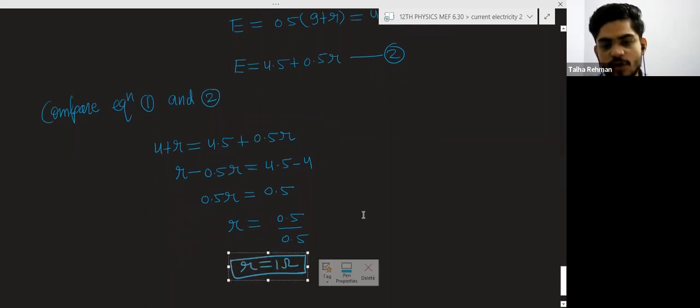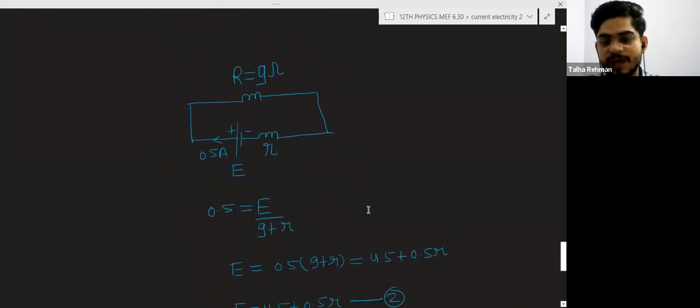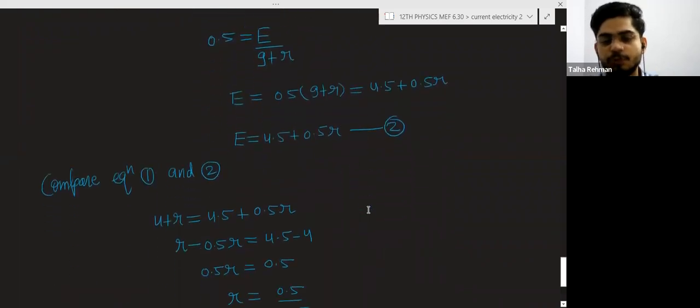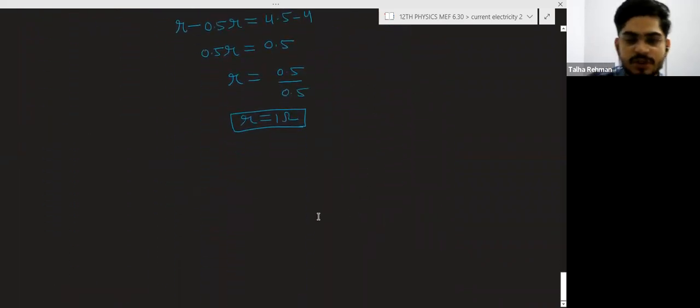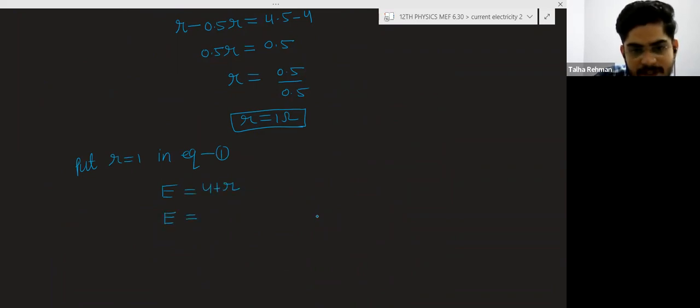Now for calculating the EMF you have to put this value of R either in equation 2 or in equation 1, depending on which equation you want to use. So I am putting this value in equation 1. Put R is equal to 1 in equation number 1. What is equation number 1? E is equal to 4 plus R. So instead of R, just put the value 1. So EMF you will get as 5 volt.